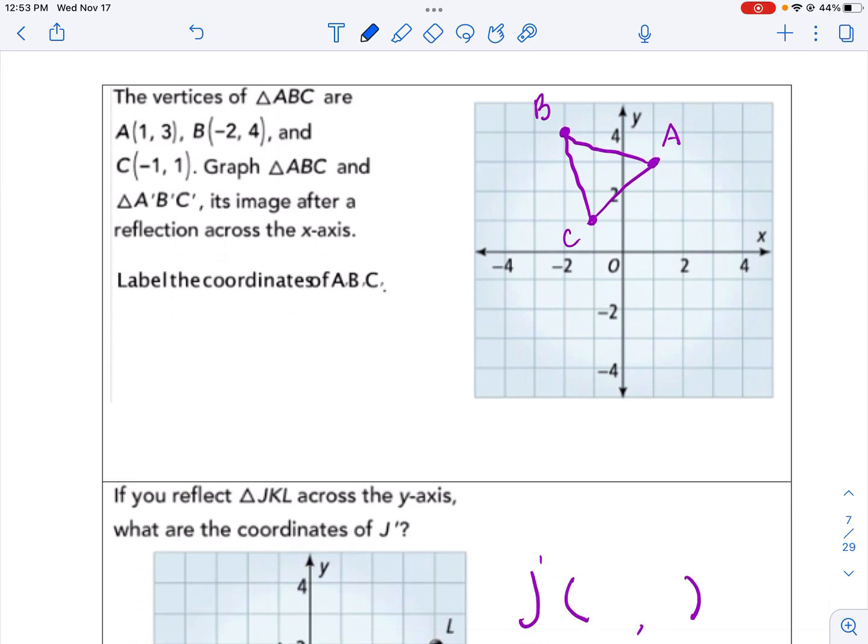So here are the vertices. We want to find the image after reflecting it over the x-axis. Here's my x-axis. So I find C is 1 unit above the x-axis, so I go 1 unit below. There is C prime. B is 4 units above the x-axis, so I go 4 units below. There is the point B prime. A is 3 units above, so I have to go 3 units below my x-axis. And there is my triangle, my image, A prime, B prime, C prime.